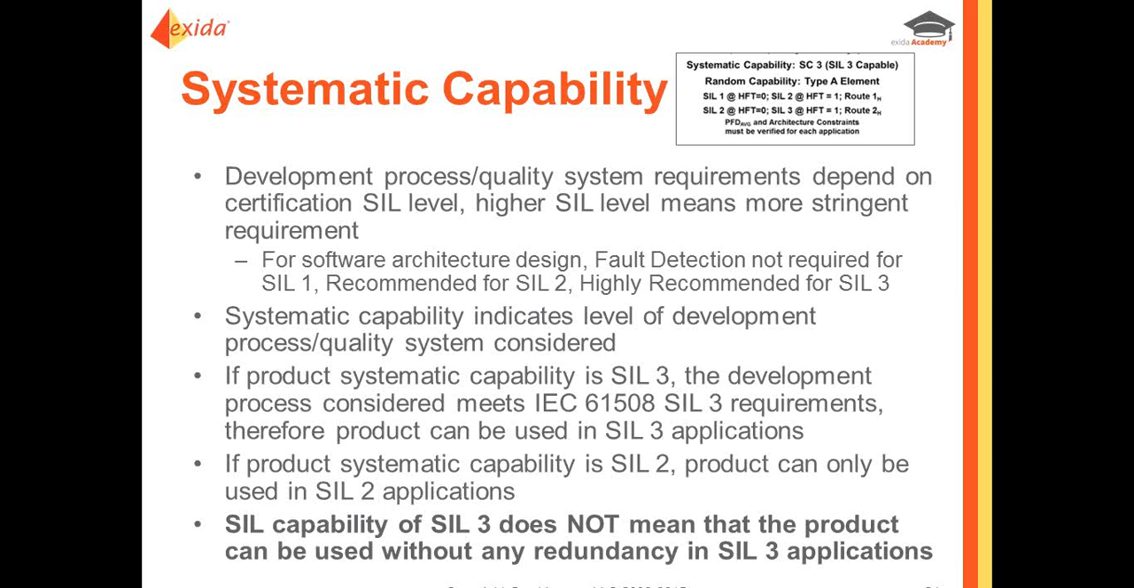But do not just say, oh, this is SIL 3 capable, I can just put it into my system and not worry about it. Absolutely not. You need to look at the architectural constraints. You need to look at your entire system. There might need to be redundancy taken care of. There needs to be a lot of calculations to look at. You can't just see something SIL 3 capable, put it into a SIL 3 system and leave it alone and not do anything about it.